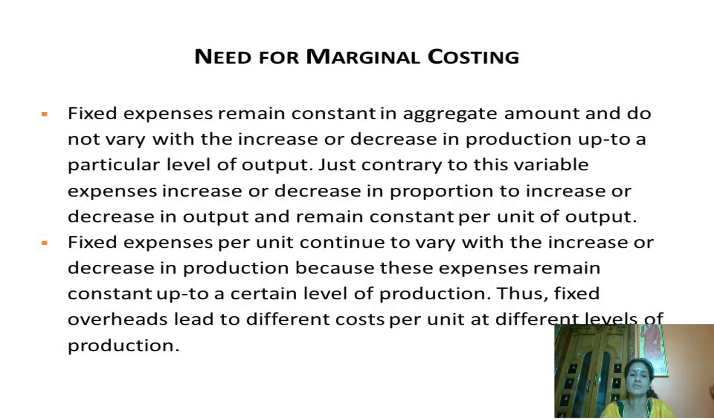Need for marginal costing. Fixed expenses remain constant in aggregate amount and do not vary with increase or decrease in production up to a particular level of output. Just contrary to this, variable expenses increase or decrease in proportion to increase or decrease in output and remain constant per unit of output. So with marginal costing we will come to know where the cost varies and what is the reason it is varying.